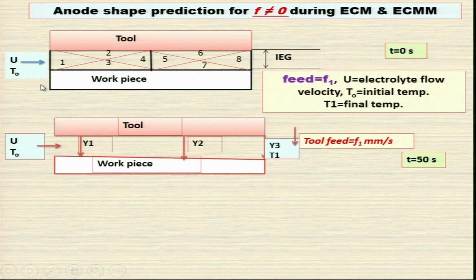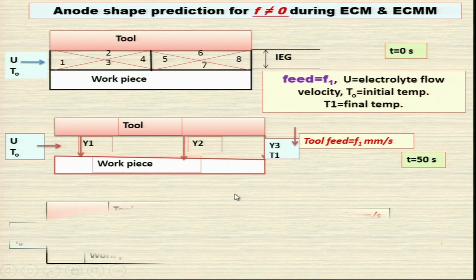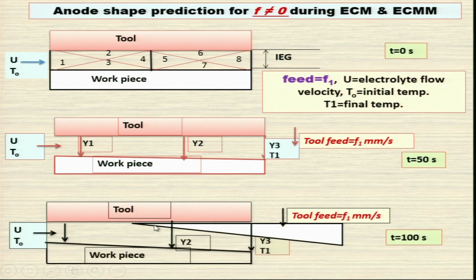So, you can see here U and T0 are the same as in the earlier case, that is at the beginning. Now, U and T0 remain the same, but this is the inter-electrode gap here, this is the inter-electrode gap here, and this is the workpiece shape after 50 seconds. And if you see here, this is the kind of material that has been removed. This is at this particular point and this is at this particular point. So, maximum material is removed at the end, at the 3 point, and minimum is removed at the 1 point over here. And tool feed is F1 millimeter per second. So, you can see here it makes a difference in the final shape of the workpiece, whether you have 0 feed rate or you have finite feed rate.